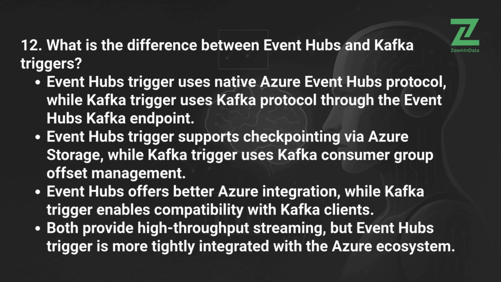12. What is the difference between Event Hubs and Kafka triggers? Event Hub's trigger uses native Azure Event Hubs protocol, while Kafka trigger uses Kafka protocol through the Event Hub's Kafka endpoint. Event Hub's trigger supports checkpointing via Azure Storage, while Kafka trigger uses Kafka Consumer Group offset management. Event Hubs offers better Azure integration, while Kafka trigger enables compatibility with Kafka clients. Both provide high throughput streaming, but Event Hub's trigger is more tightly integrated with the Azure ecosystem.